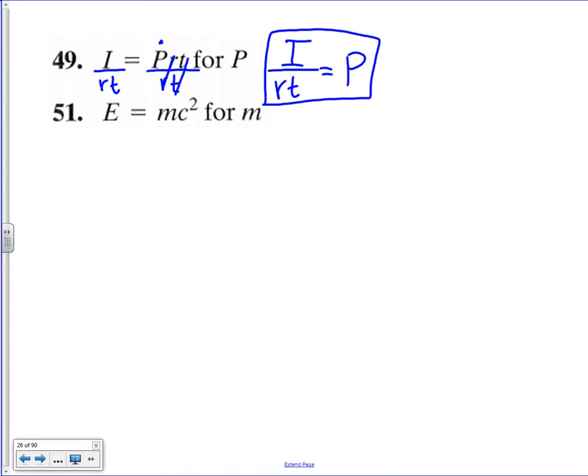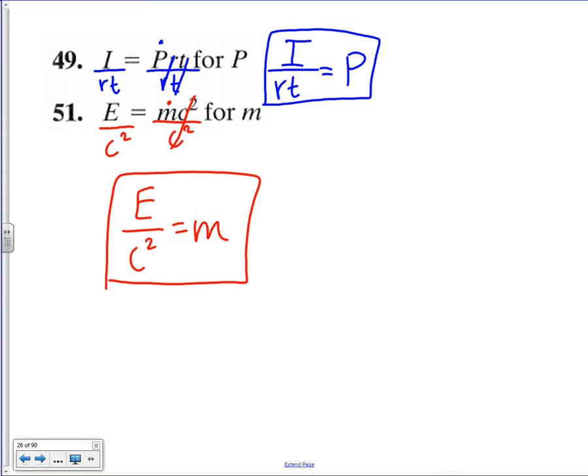In number 51 there, we're solving for M. The M is right here. All we got to get rid of is a C squared, and that's again being multiplied. So we'll divide by it. And we have E over C squared equals M. Okay, just remember, we're always doing the opposite of what you see to isolate that variable.